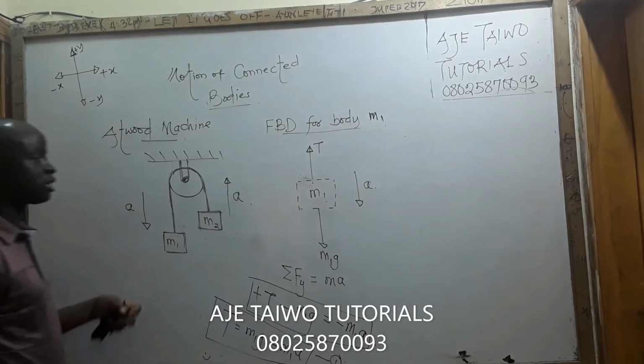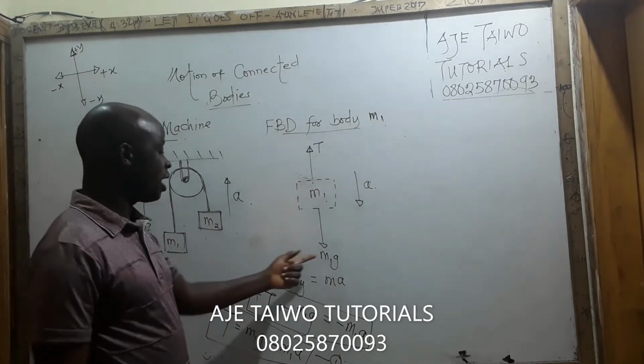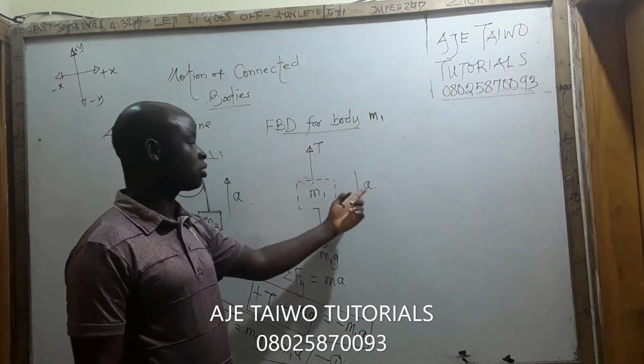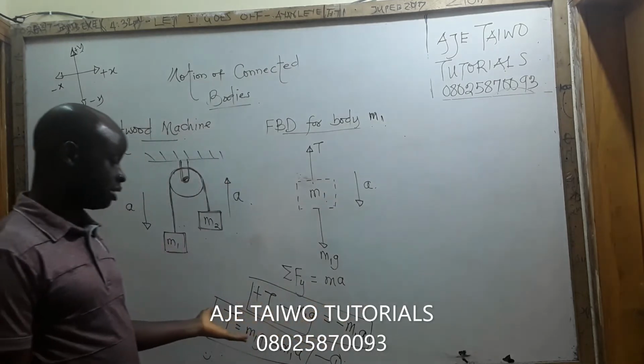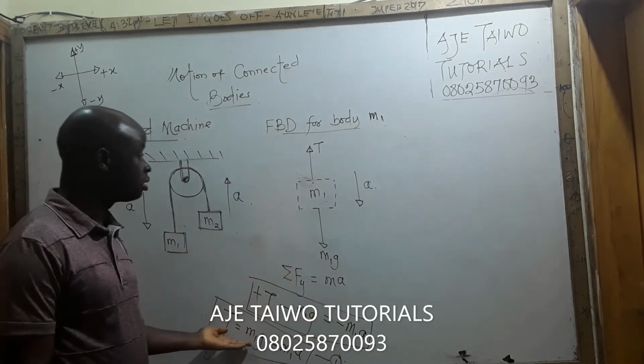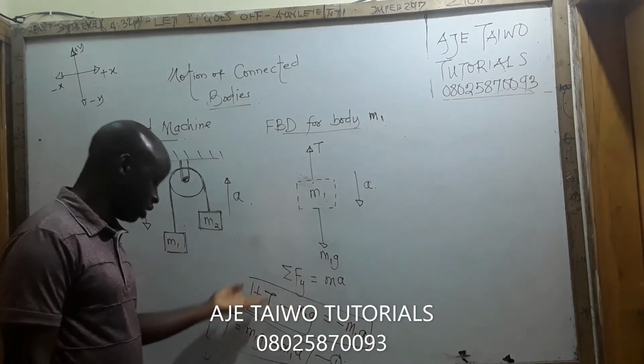Let's call this equation 1. It's as good as saying M1G minus T equals MA. M1G minus T equals MA is the same thing as what you will get here.